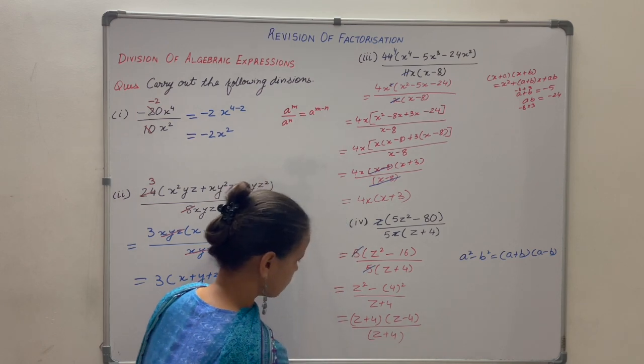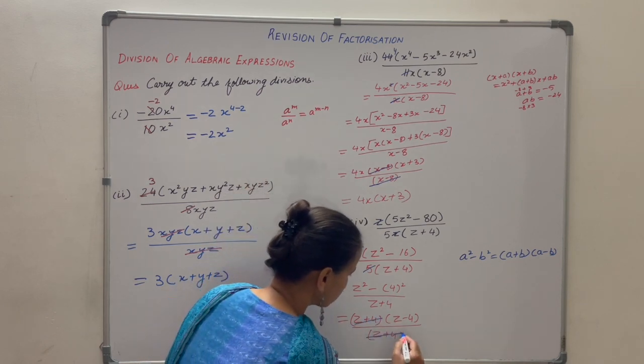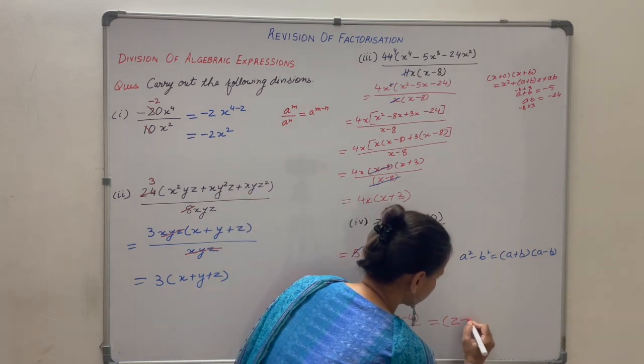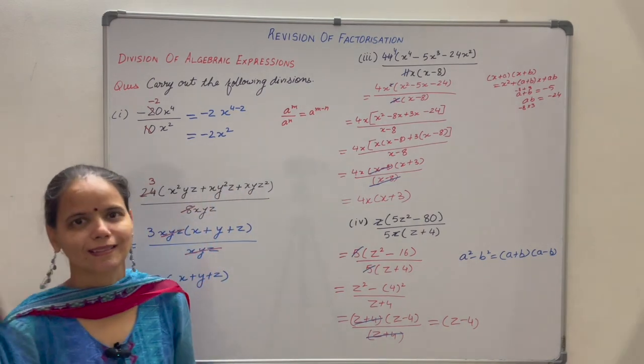So here you can cancel z plus 4 and z plus 4. So what is that you are left with? Z minus 4. So this is the answer.